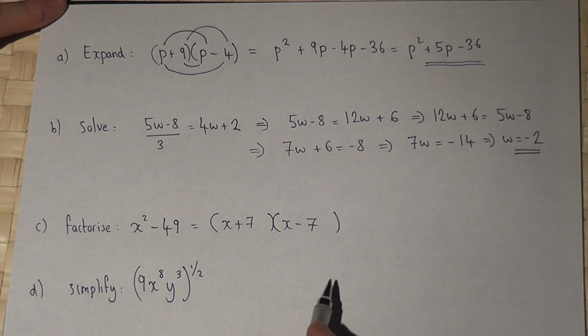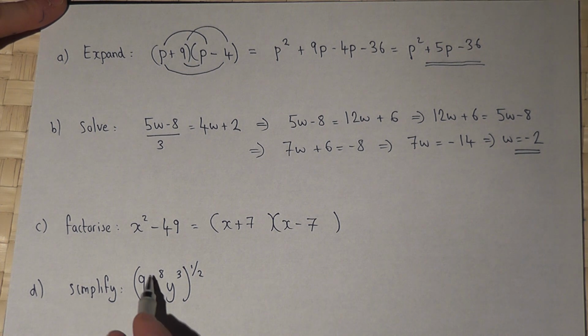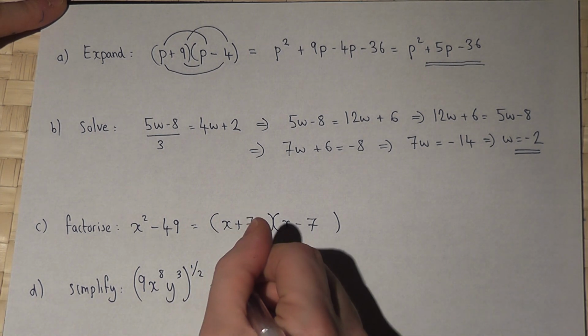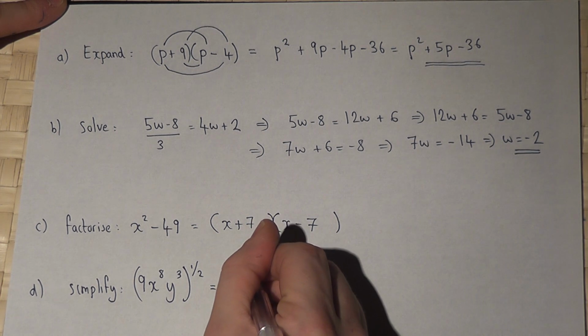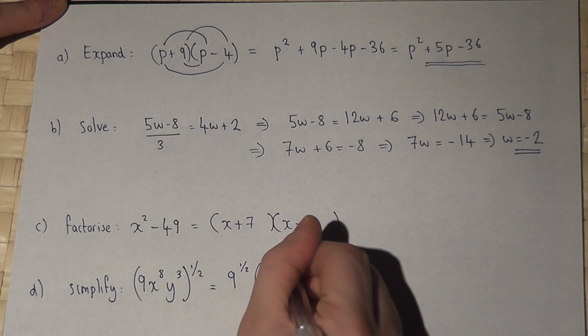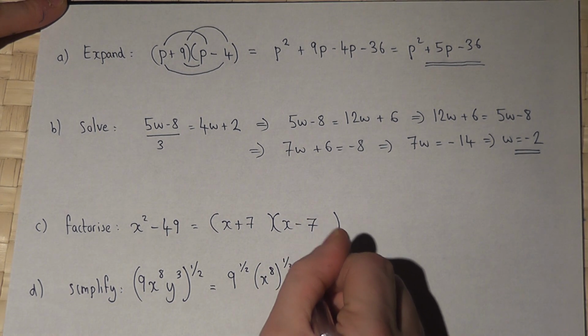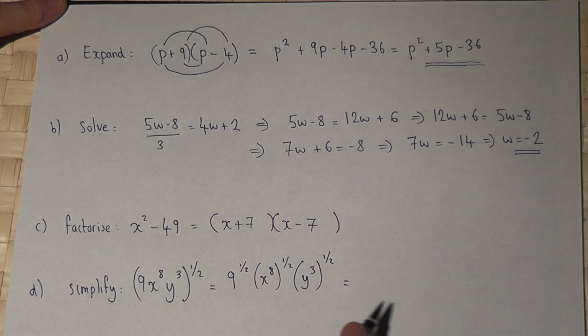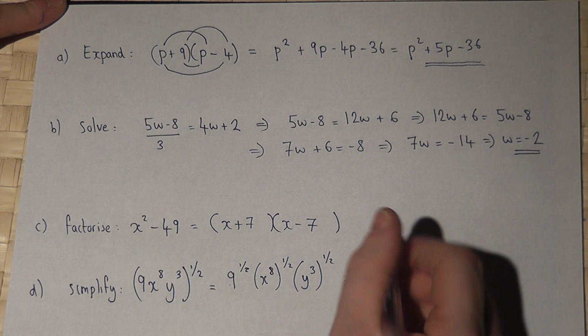In part D, we're asked to simplify the given expression. Now this means we must find each of these terms to the power of a half. Now I can write this as 9 to the power of a half, x to the power of 8 to the power of a half, and y cubed to the power of a half. Now 9 to the power of a half is actually 3 because this means find the square root of 9.